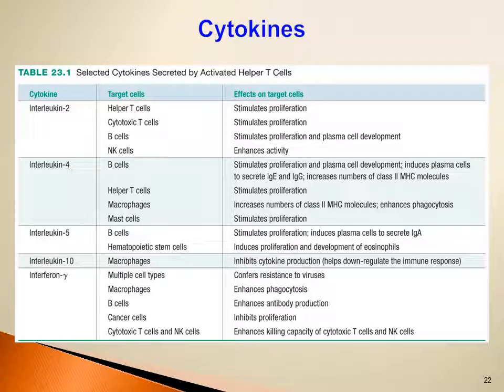Here you can see in this table examples of cytokines secreted by activated helper T cells, like interleukin 2, interleukin 4, interleukin 5, interleukin 10, and interferon gamma. They have effects on different target cells, with different responses of those target cells to those cytokines. You don't have to memorize. I'm just giving an example of the cytokines, their target cells, and the effect of those cytokines on the target cells.